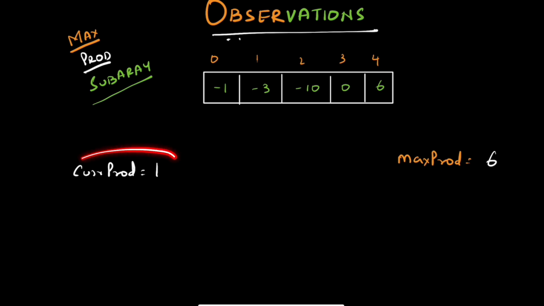Here, I have reset the current prod to be 1 and maximum prod I didn't reset because this could be the potential maximum product, right? Now, we'll start from index number 4. At index number 4, the element is 6. So we'll multiply 1 into 6, which gives us 6. So the current prod becomes 6.